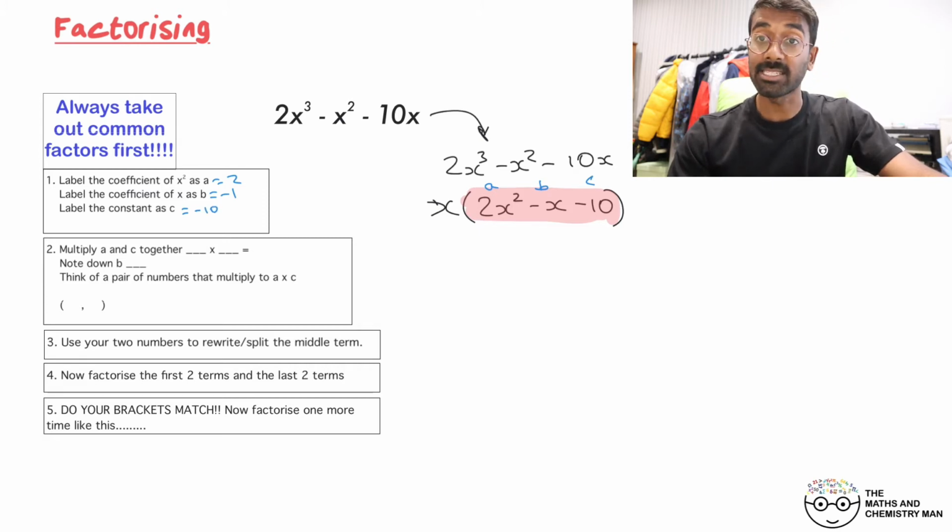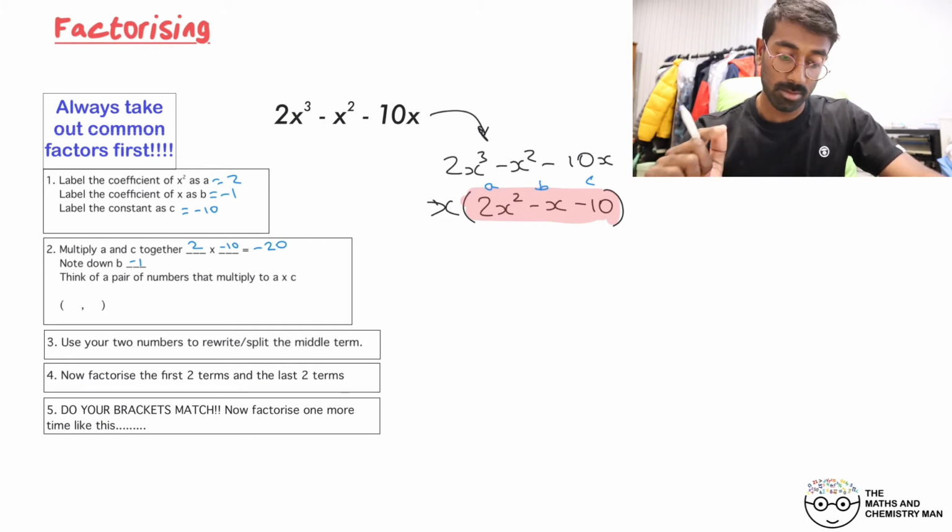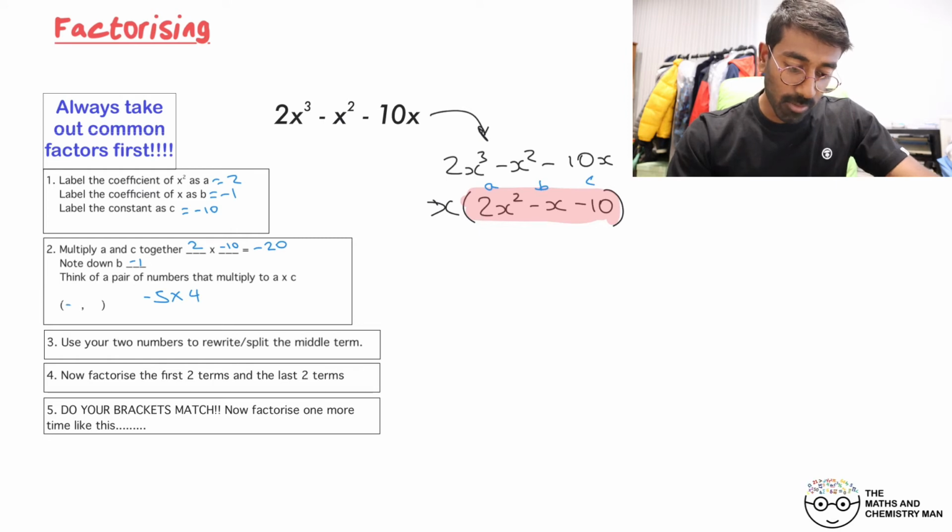Next, multiply a and c together. So a times c, that's 2 times negative 10, which is going to be minus 20. Then we're going to note down what b is. So b was minus 1, wasn't it? And now what we're going to do is think of pairs of numbers that multiply to minus 20, but add to minus 1. And I think that there is going to be minus 5 and 4, because minus 5 times 4 gives me negative 20, and minus 5 plus 4 gives me minus 1. So that's great news. So the pair of numbers I want is minus 5 and 4.